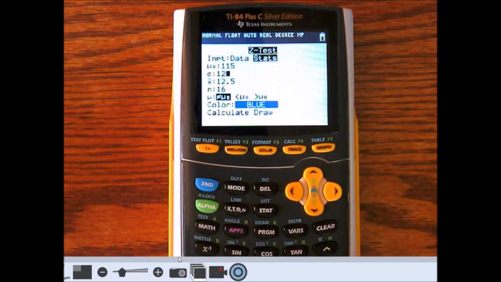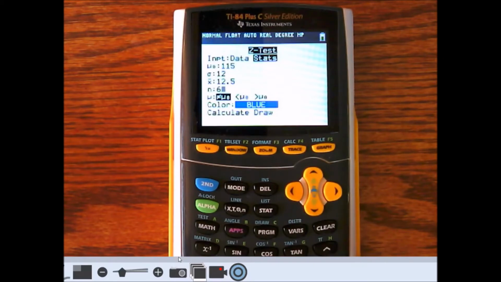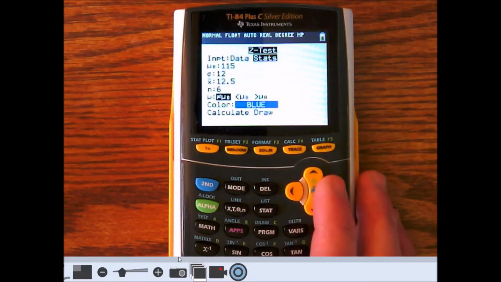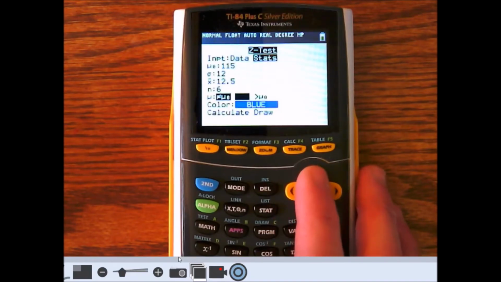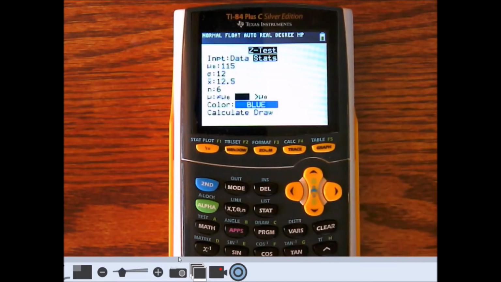This would be our standard deviation, 12. Now we need to figure out the x-bar. That would be the sample mean, and then this is the sample size, which turns out to be 6 pieces of data. And then down here, we have to tell whether we want to do not equal to, less than, or greater than the given population parameter. So we're going to test less than.